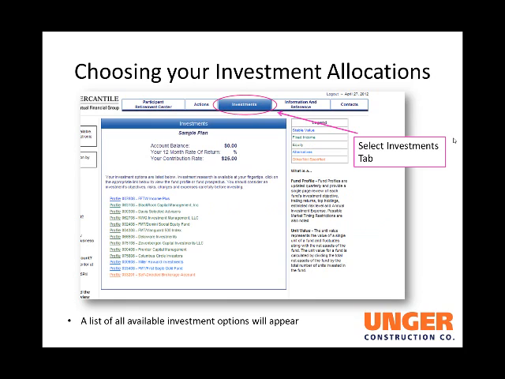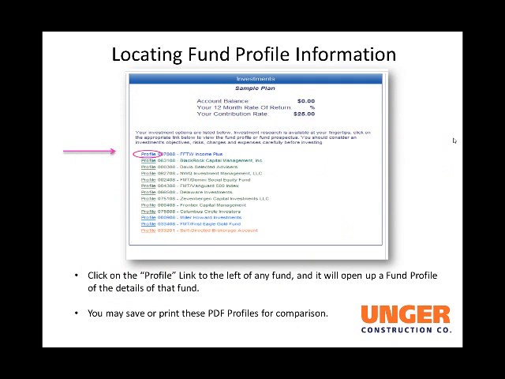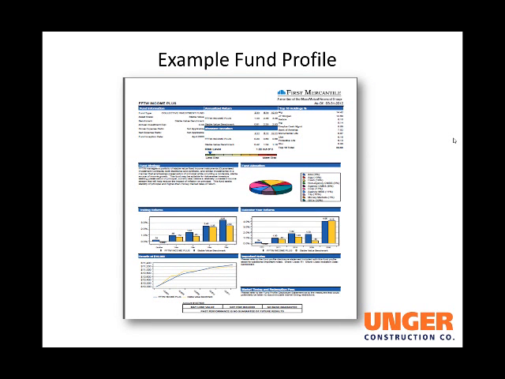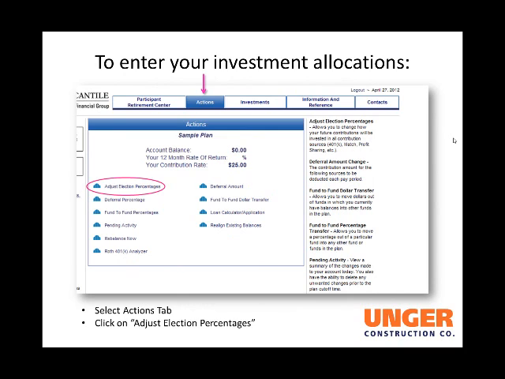To choose your investment allocations, select the Investments tab. A list of all available investment options for Unger's 401k plan will appear. Click on the profile link to the left of any fund to obtain the fund profile information. This is an example of a fund profile. To adjust your investment allocations, select the Actions tab and click on Adjust Election Percentages.